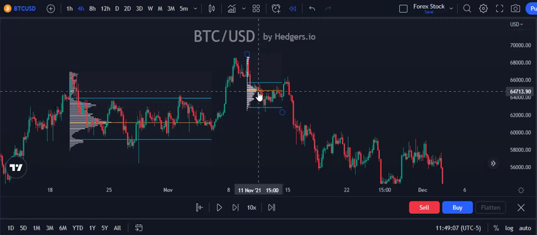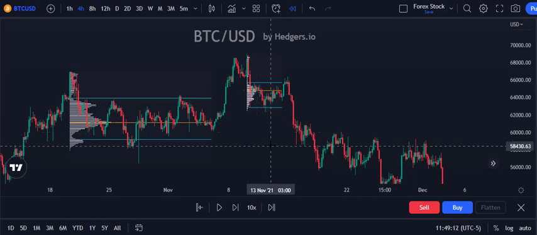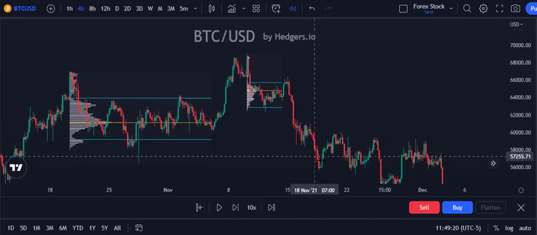Okay, now let's come towards the third volume shape profile, that is called the D-shape profile. Let's talk about it.